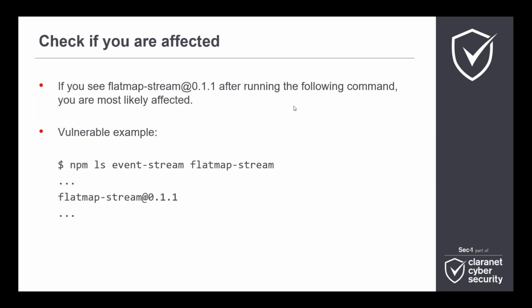So if you see flatmap-stream after running the following command, then you're affected. It's very, very easy to see if this is something that you've got as a dependency, because of the way that npm works. It's quite useful in that regard. Just run npm ls event-stream flatmap-stream, and if flatmap-stream 0.1.1, which is the only version of flatmap-stream, comes back, then you basically know that you're vulnerable in some regard. As mentioned, no remote code execution, but if there's any kind of cryptocurrency involved with your project or your end users, this is worth an instant response.